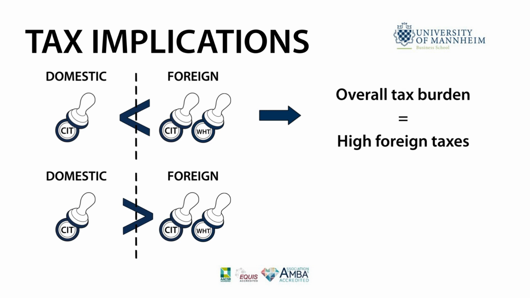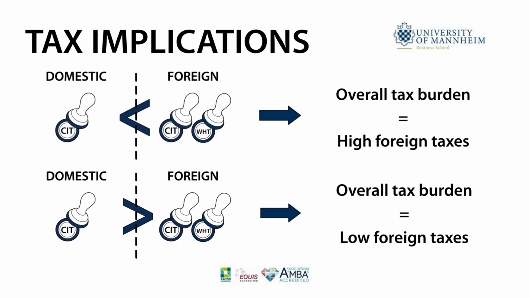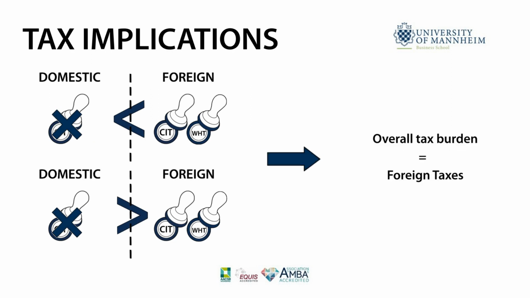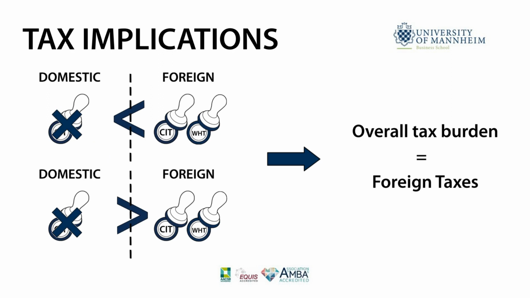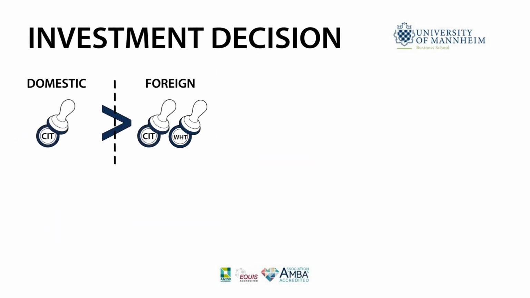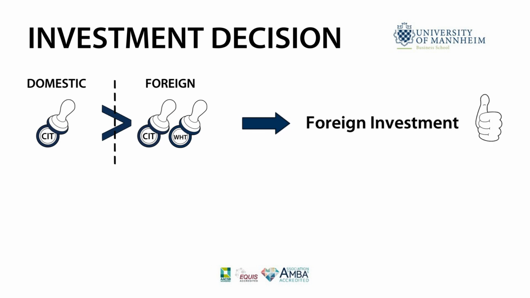Second, the domestic corporate income tax rate is higher than the foreign corporate income tax rate. In this case, the overall tax burden is determined by the lower foreign tax rate. As the exemption method excludes foreign income from the domestic tax base of the corporation, the foreign tax rate becomes definite.